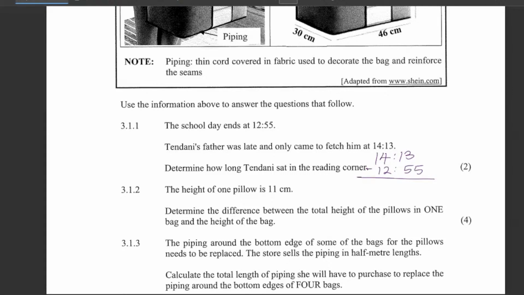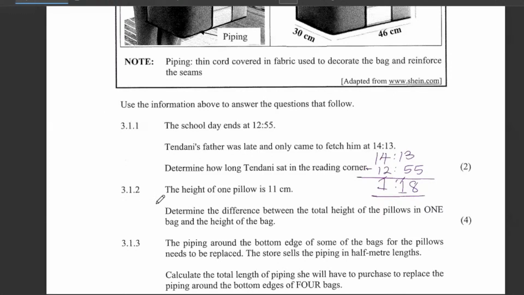You had to subtract that and you ended up having... yes, we have the answer as 1 hour, 10 minutes. Okay.